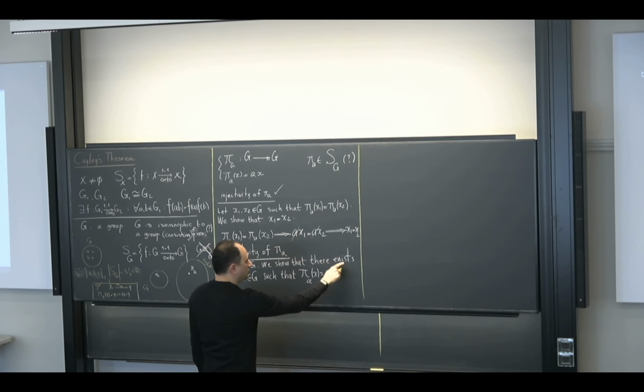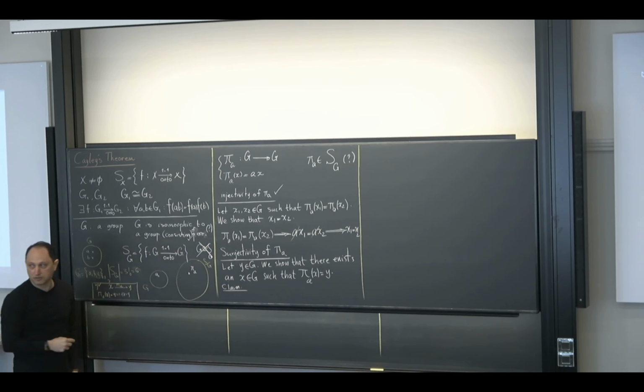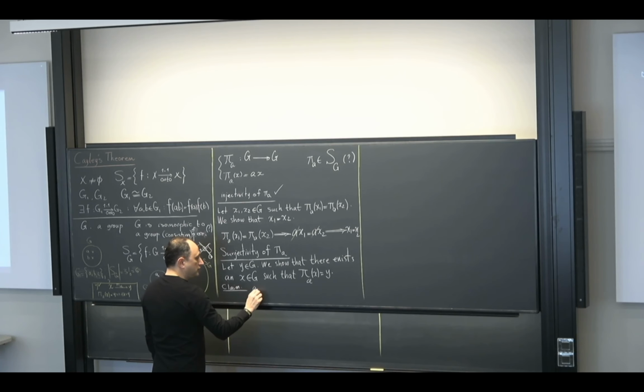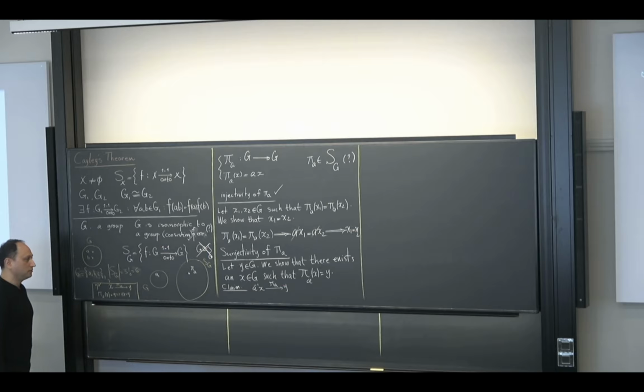Okay, so we show that there exists an x in G such that this happens. So this claim comes from this scratch paper work. Claim: a inverse y is sent to y under pi of a. This is my claim, and if I can prove it, we are done.